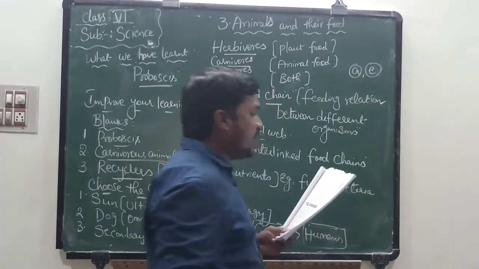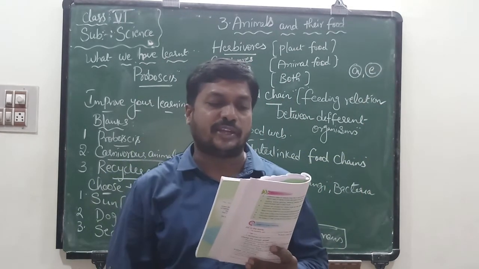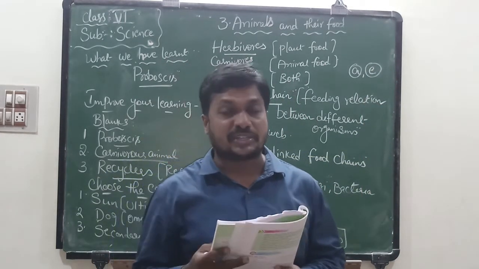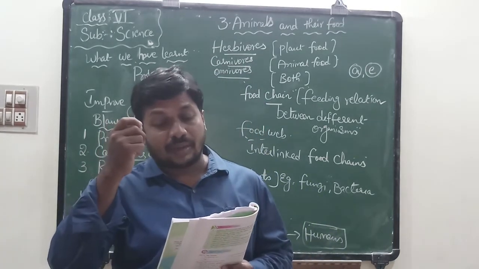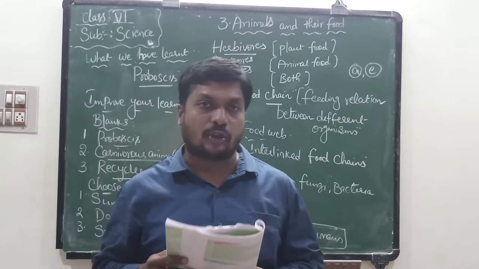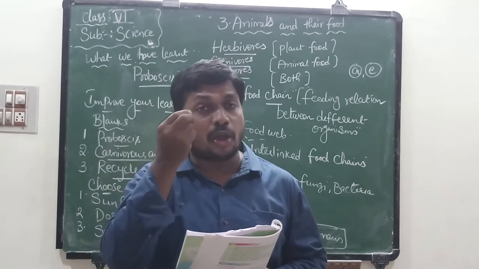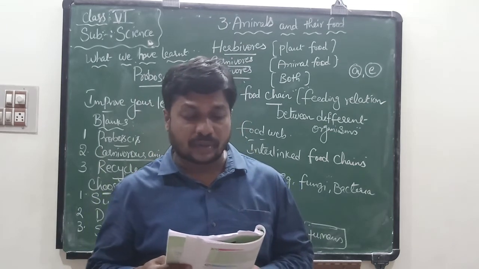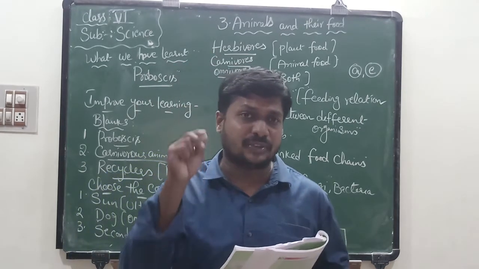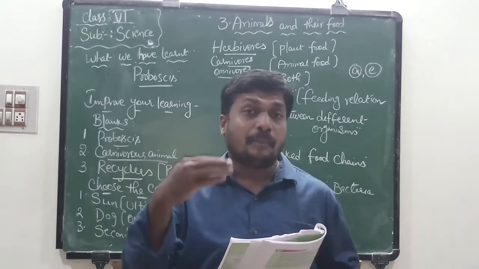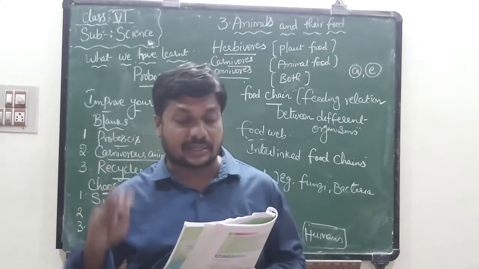Why? Because animals living in water do not feed only on plants. For example, if you take fishes, fishes sometimes eat small animals. They are called zooplankton. Sometimes they eat other small fishes also. Correct or not? So that statement is wrong. Why? Because the animals which live in water also take animals along with plants.